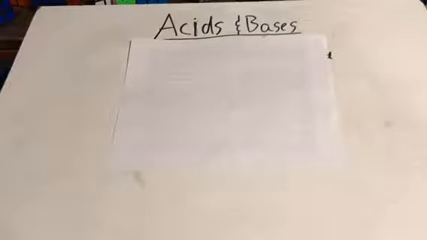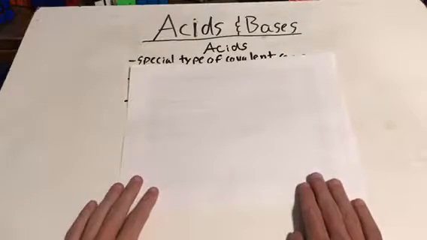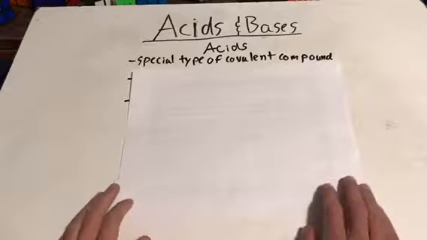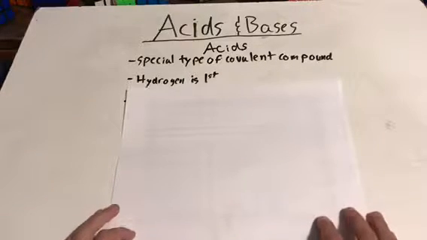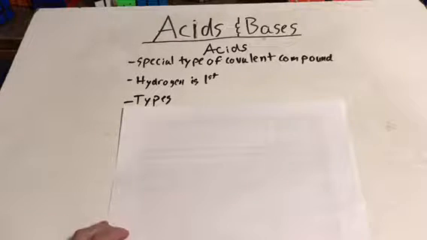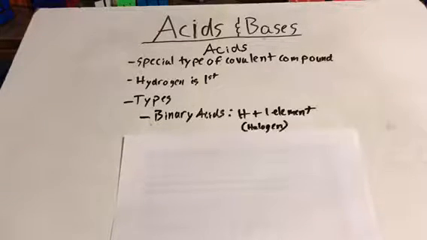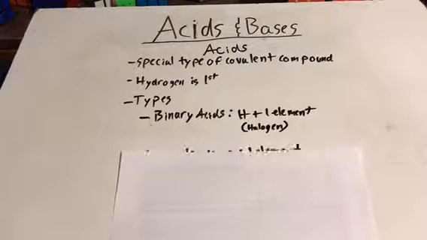Alright, the final topic on today's naming list is acids and bases. We'll start with talking about acids. Now, acids are a special type of covalent compound, where hydrogen is always written first in the formula. And there are two different types of acids. There are binary acids, which is hydrogen plus one other element, and that other element is normally a halogen.